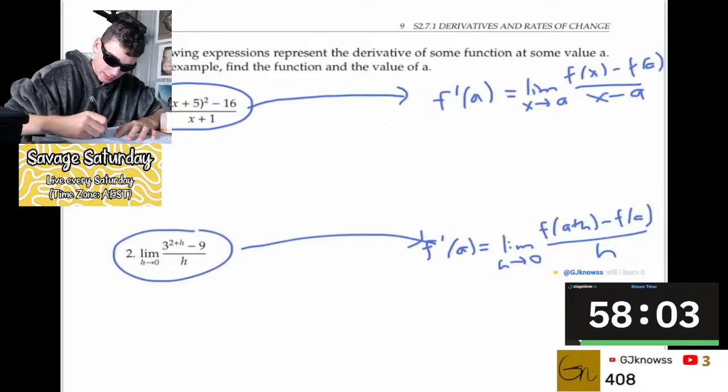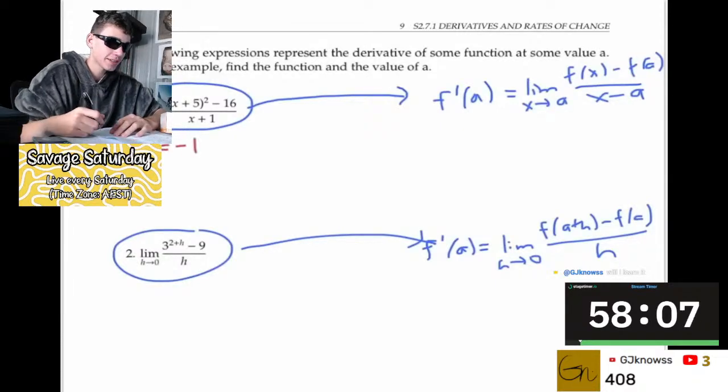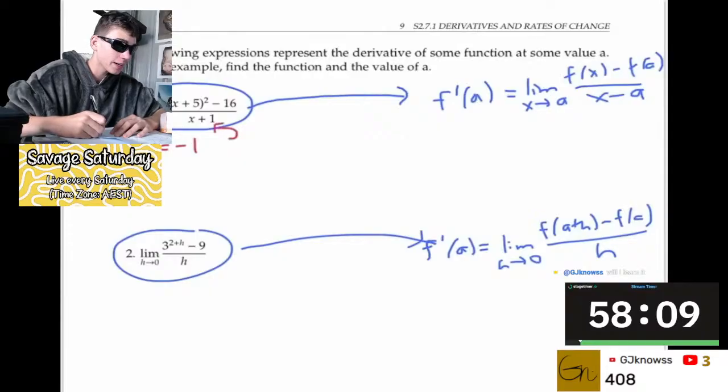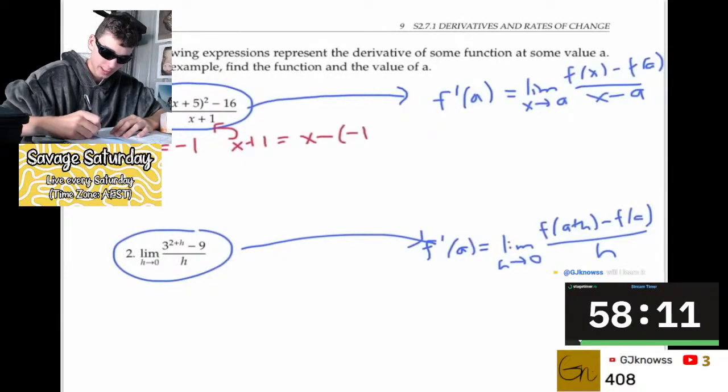Okay, so let's look at this first one here. First, let's figure out what a is here. It seems like a has got to be negative 1, since x is approaching negative 1. That makes sense, because here on the denominator, x plus 1 could be thought of as x minus negative 1. So that's our x minus a, with a as negative 1. Okay, great. So we've got a.